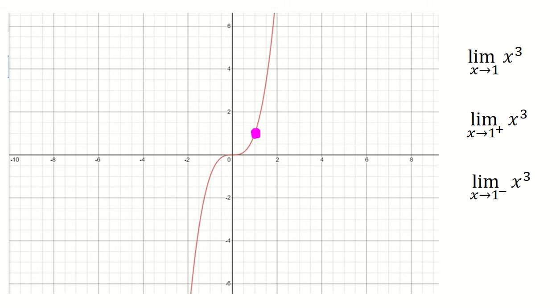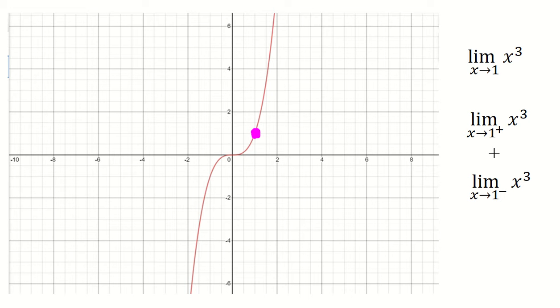Okay, so let's talk about limits. Let's start with some basic notation. If you look over here on the right, the way you read this top one is: the limit as x approaches 1 of x cubed. Again, that's the limit as x approaches 1 of x cubed.